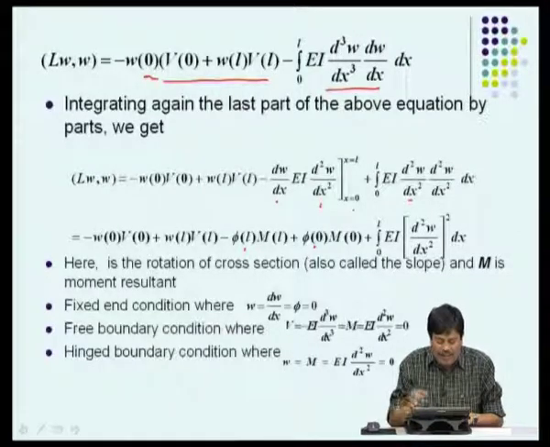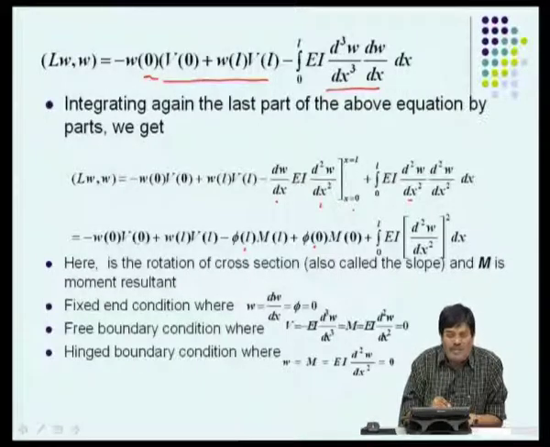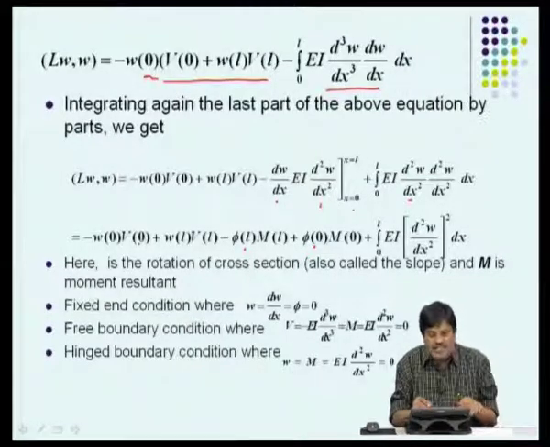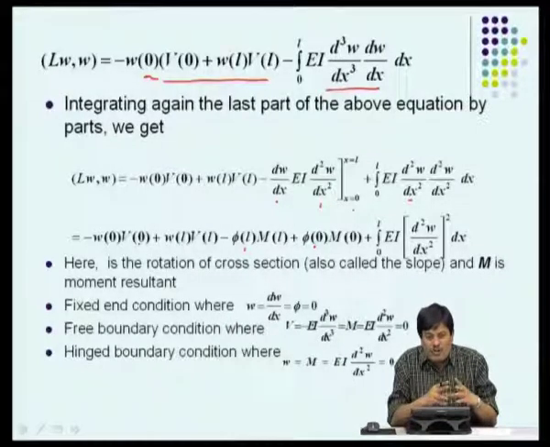And if you look at this, for any beam, either this is 0 or this is 0. So, this does not exist. But this process will throw us up what form the natural boundary condition takes, which would otherwise not have been possible.